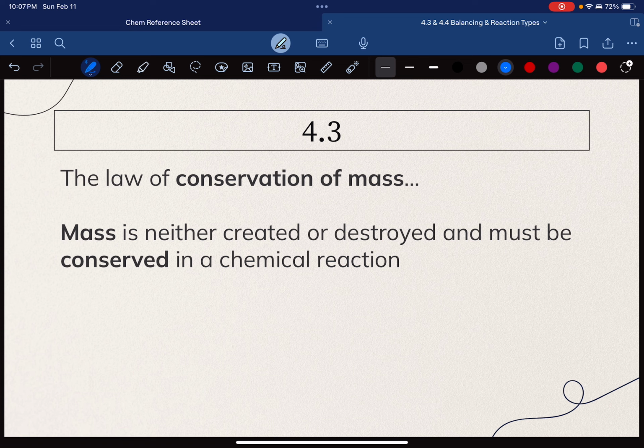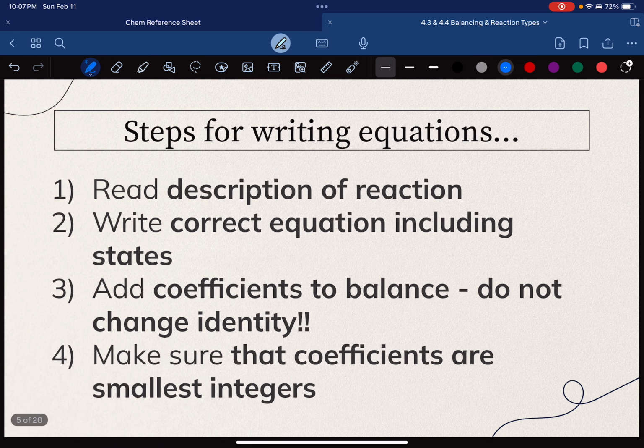We don't just create new things in our world. Things don't just disappear, they just change forms. So that's kind of the beauty of chemistry. Steps for writing chemical equations, we're going to break it down to these 4 steps. First, you read the description of the reaction. 2, you write the correct equation, including the states. And 3, add coefficients to balance.